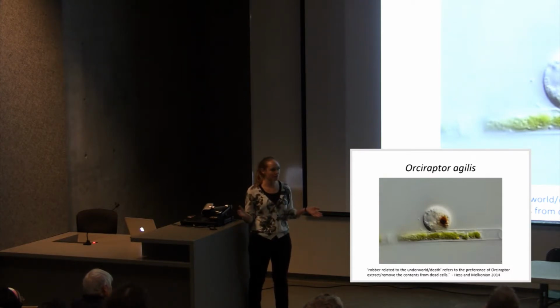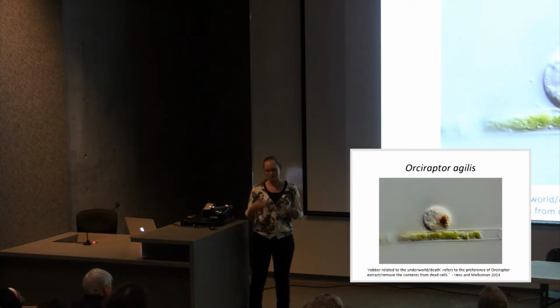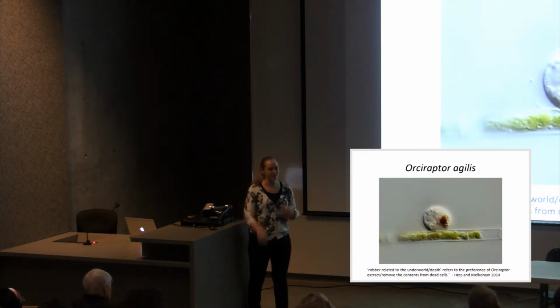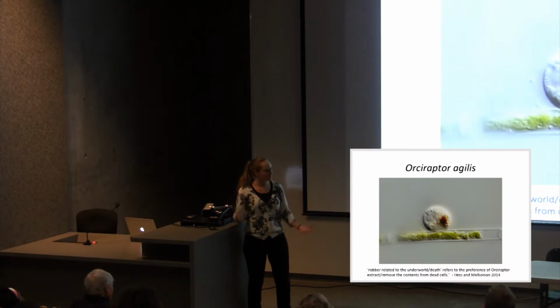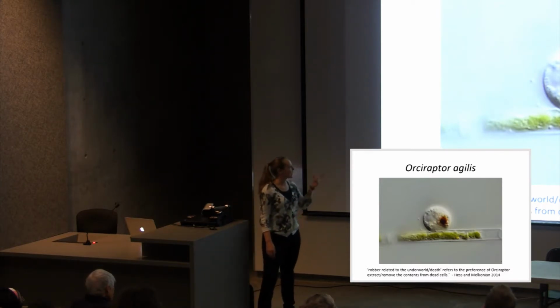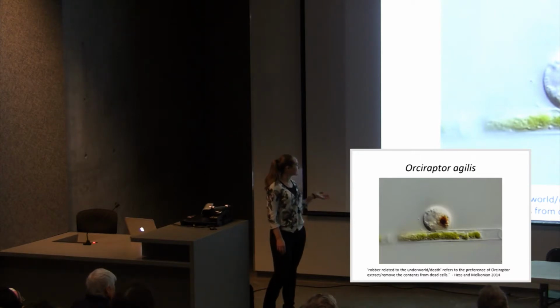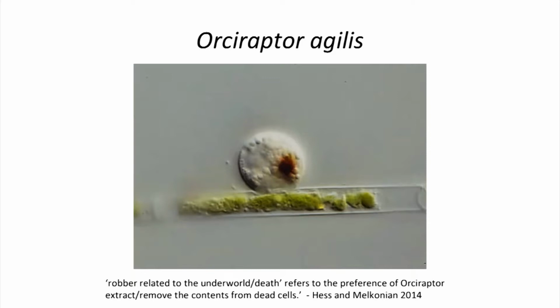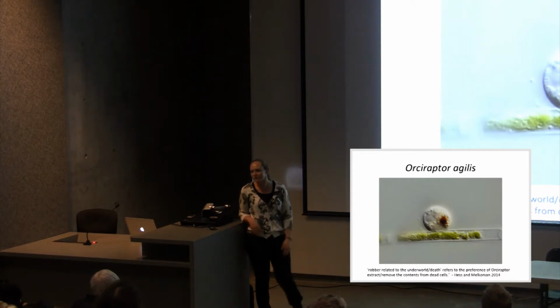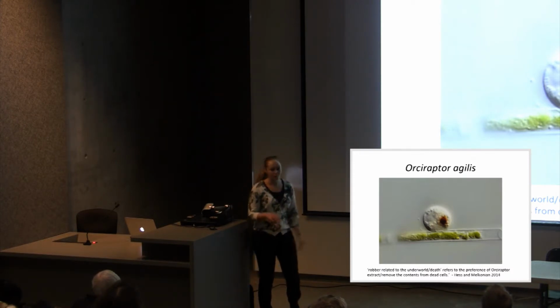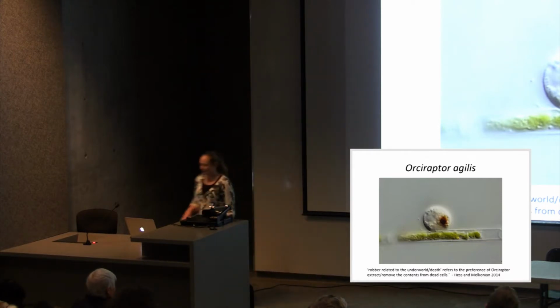So there are lots and lots of protists out there that we're still finding, and we don't know their names. And so it's actually really easy if you want to name an organism. If you choose protists, it's pretty easy to go out there and find something that no one's ever seen before. So when they were naming this guy, this Orthoraptor, they chose the name to mean robber, related to the underworld or death. And they wanted that to refer to the preference of Orthoraptor to remove those green algal parts from dead cells. So it preferentially feeds on dead cells and not the living ones. Maybe the living ones have some more defense, or they're harder to puncture open or something like that.